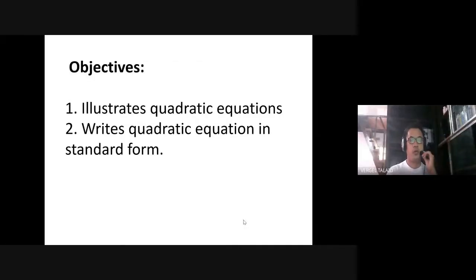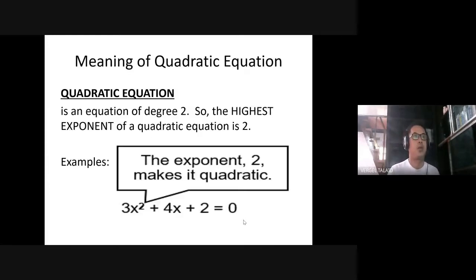Okay, good morning. So today we will be talking about illustrating quadratic equations and writing quadratic equations in standard form. So the first thing is, how do we know that an equation is a quadratic equation? A quadratic equation is an equation of degree 2. So the highest exponent of a quadratic equation is 2. So for example, 3x squared plus 4x plus 2 is equal to 0.